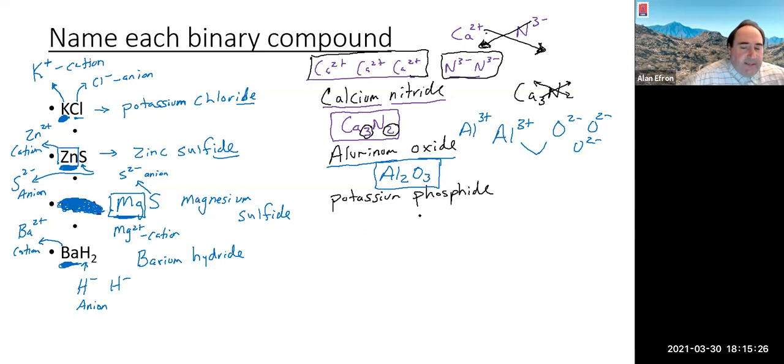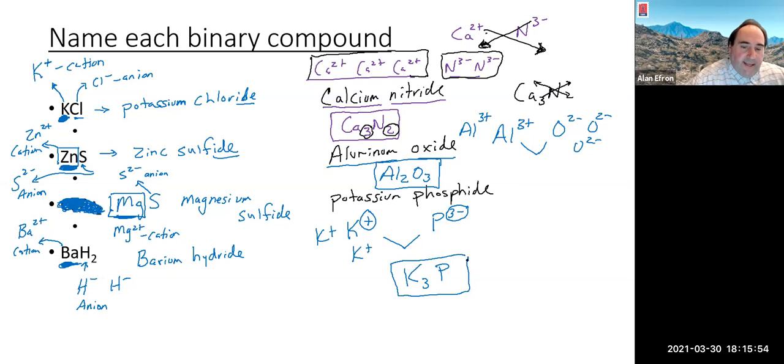And lastly here, potassium phosphide. Potassium, which is group 1, is a +1 charge. Phosphide there, which is group number 5, is a -3 charge. Again, same idea here. We're taking a +1 and a -3. We definitely need more of the potassium, right? So we need 3 of them total. Gives us K3P in terms of the formula.